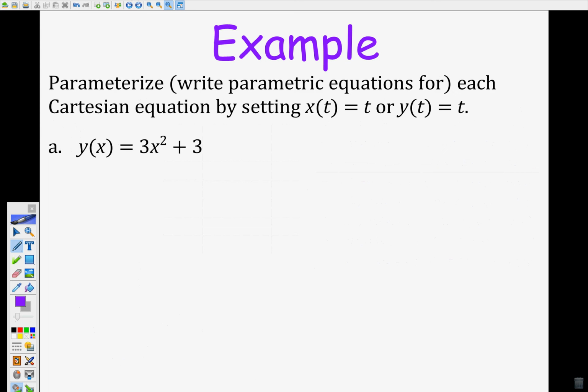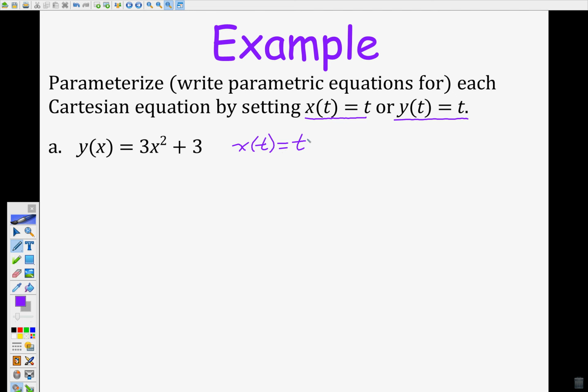Now we want to take a Cartesian equation and turn it into a parametric equation. They call that parametrizing. So they give you the option: you can either set x of t equal to t or y of t equal to t. I always set x of t equal to t. It usually tends to be the easiest. The only time that you would do the other way is if the y equation is easier to solve for t. So I'm going to call x of t equal to time.